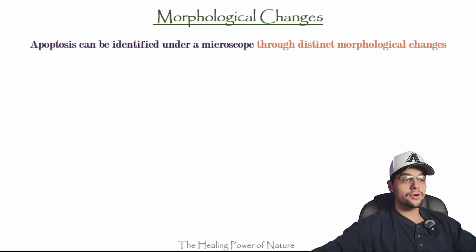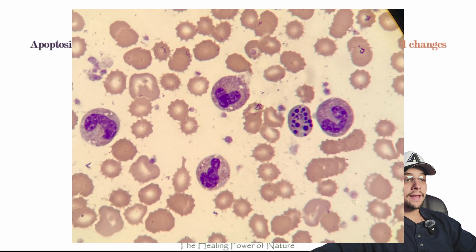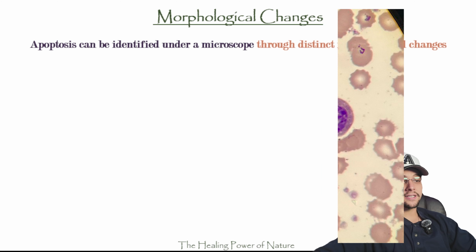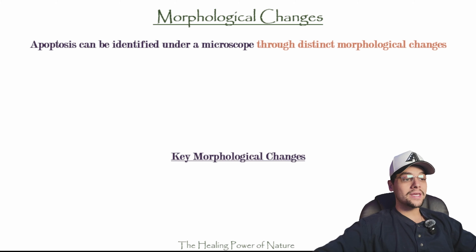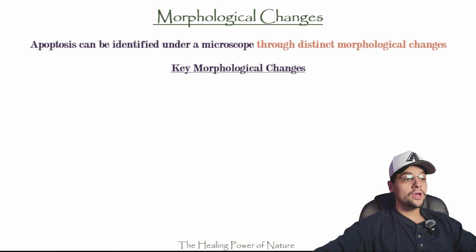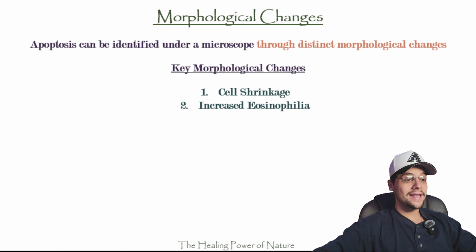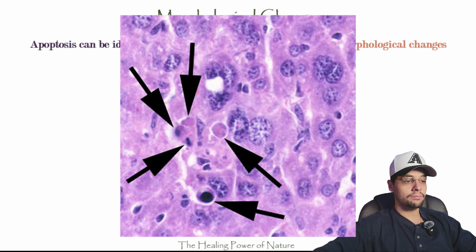So what it looks like under a microscope: apoptosis can be identified under a microscope through distinct morphologic changes that differentiate it from necrosis. The key morphologic changes you'll see: 1, cell shrinkage. The cytoplasm becomes dense and contracts. Unlike necrosis, where the cell swells, this shrinkage makes the cell appear smaller and more compact. There's also increased eosinophilia. The cell stains pinker on H&E stains due to protein condensation in the cytoplasm.